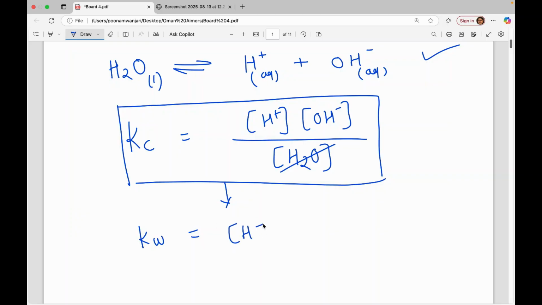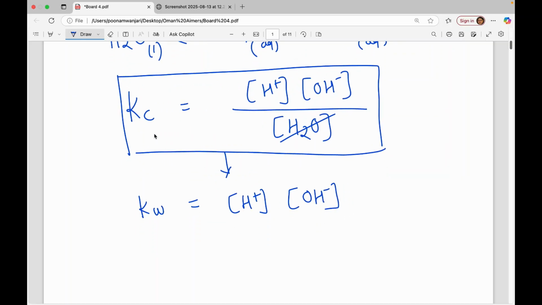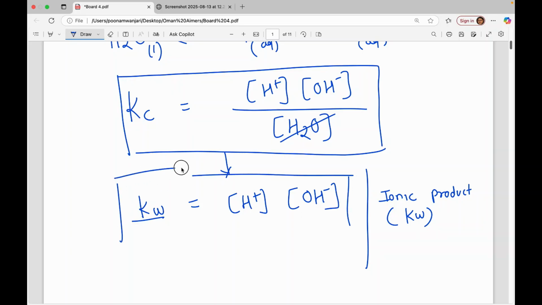So instead of taking concentration of water, we take only the product of H plus ion and OH minus ion. The term Kc, the equilibrium constant, when it comes to water, is replaced with Kw, and the meaning of Kw is ionic product. So from this equation we can easily define what is meant by the ionic product of water: the product of concentration of H plus and OH minus ion in water, at a particular temperature, student.